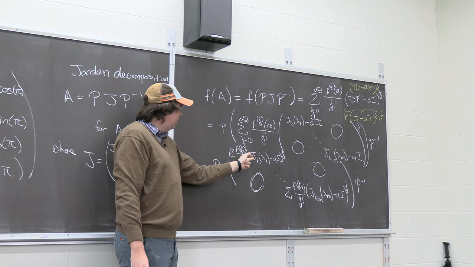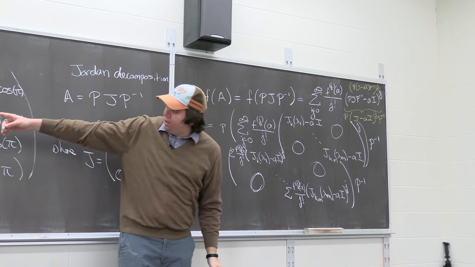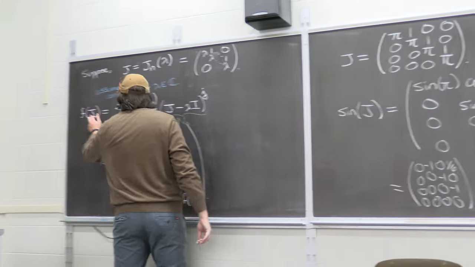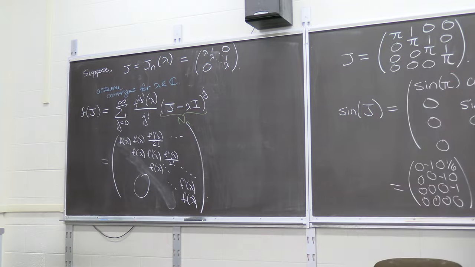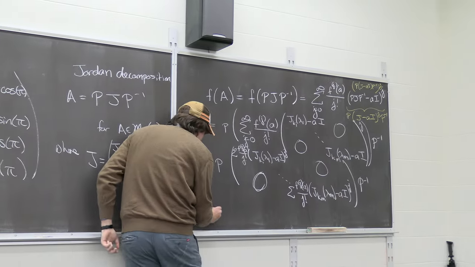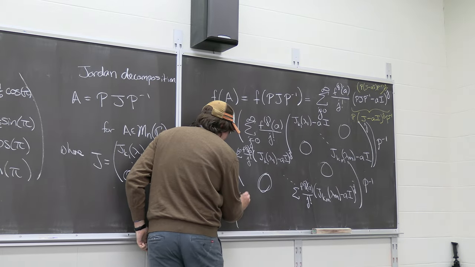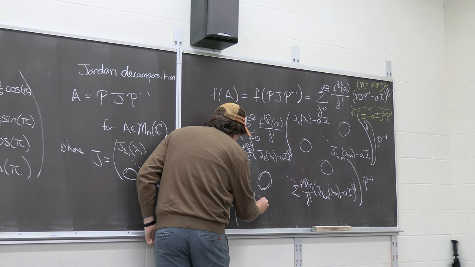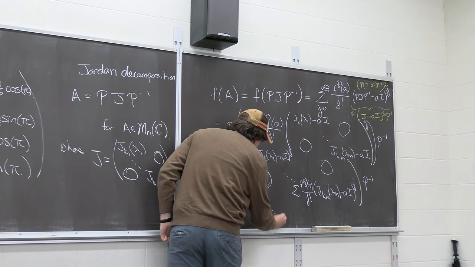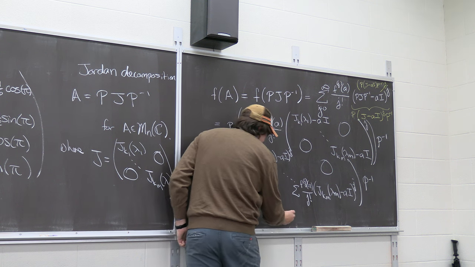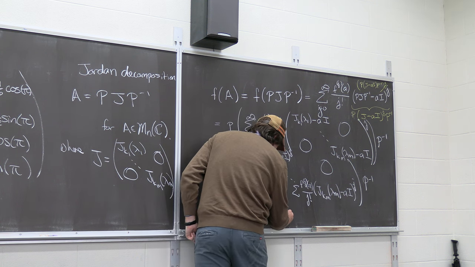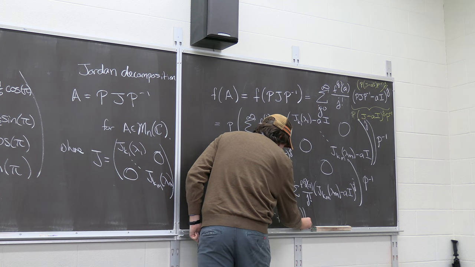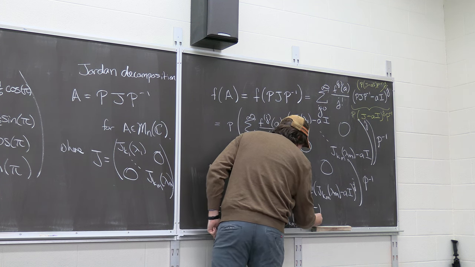So you just end up with, well, what is this? Well, I've already said this is this expression we had over there. That was exactly our definition of just f of J. And we know how to calculate f of J. This just comes out to be P times f of J_k1 lambda 1 down through f of J_km lambda m, times P inverse.